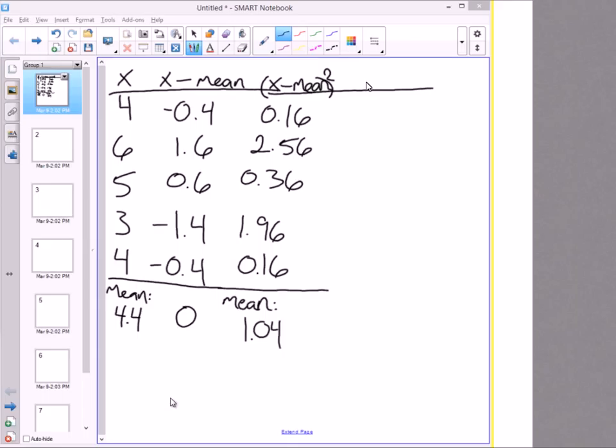And you have one final step. Square root, because we squared it, we got to get rid of that, so now we take the square root of 1.04. And what do you think? 1.019. 1.019?